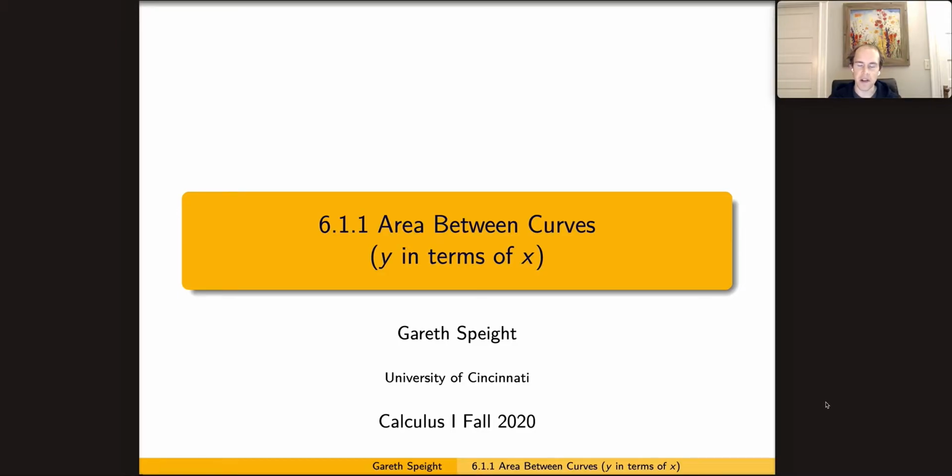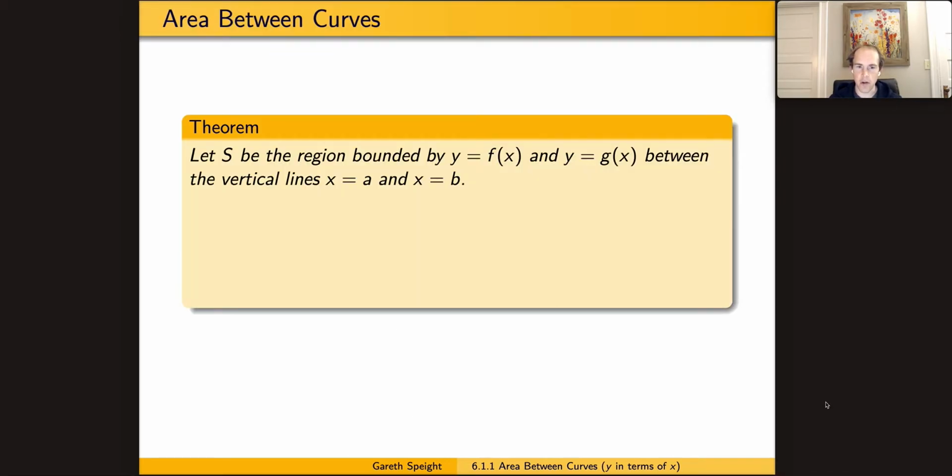Hello everyone. So we said that to find the area between the curve y equals f of x and the x-axis, all we have to do is just integrate y with respect to x. So we just do the definite integral. But how about if we have to find the area between curves? So let's see how to handle that in this video.